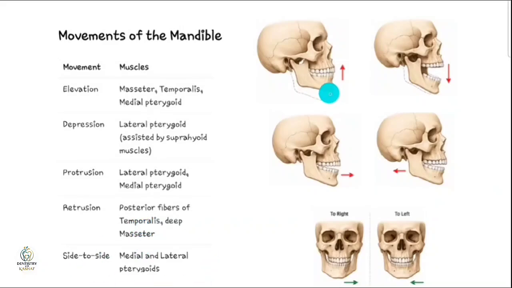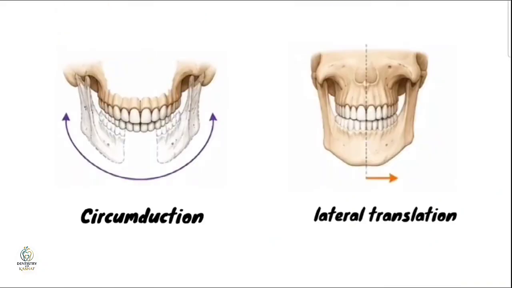Okay, guys, what is this? This one is your elevation, and this one is your depression. And the opposite, this is called closing of mouth, and this is called opening of mouth. And this is the protrusion, and this is the retrusion movement. And this is side-to-side movement to the right and to the left. And you watch this diagram and practice which muscle can do that. Like touch it, do such movements, and try to palpate those muscles. Okay. And there are also some other movements of your mandible, like circumduction and lateral translation.